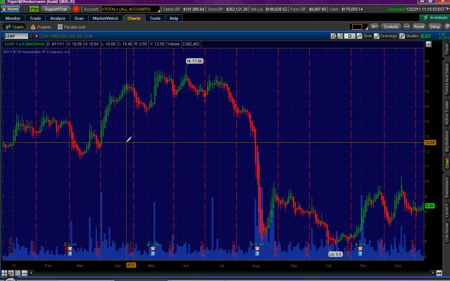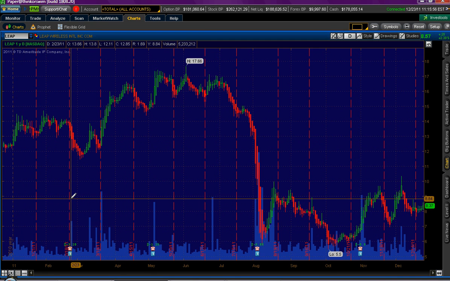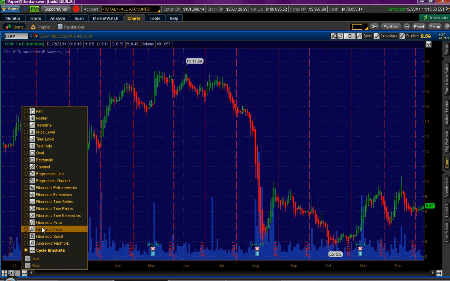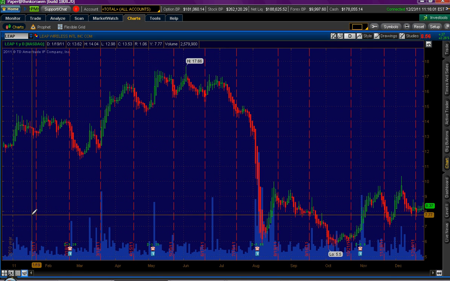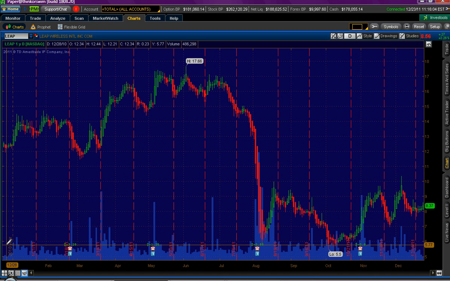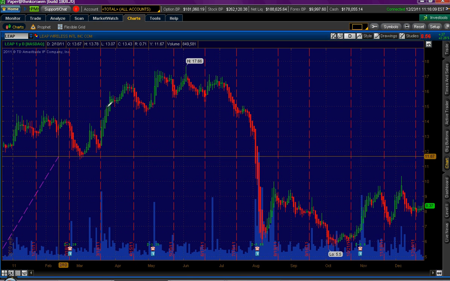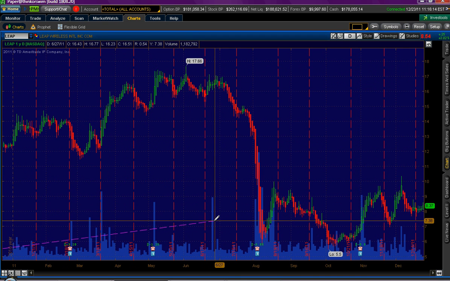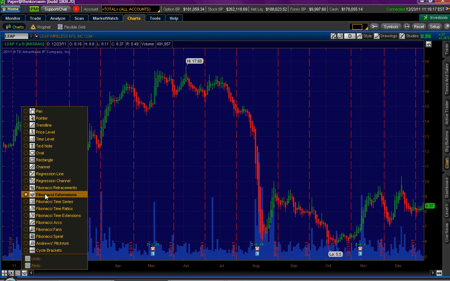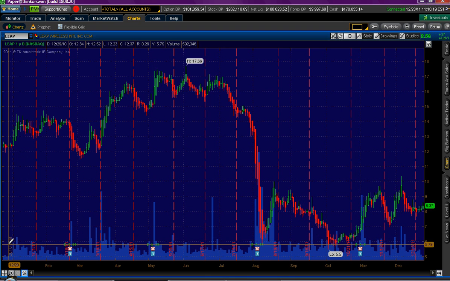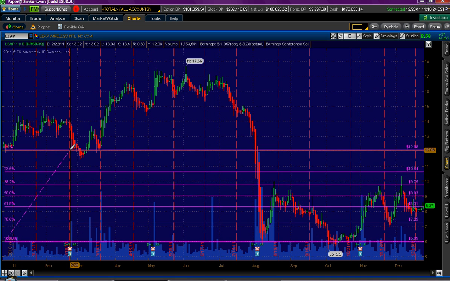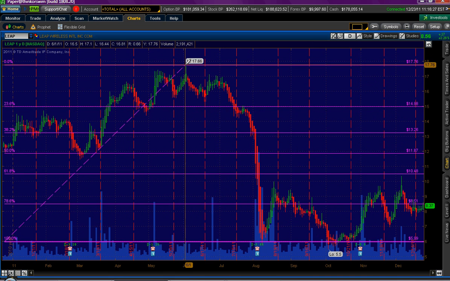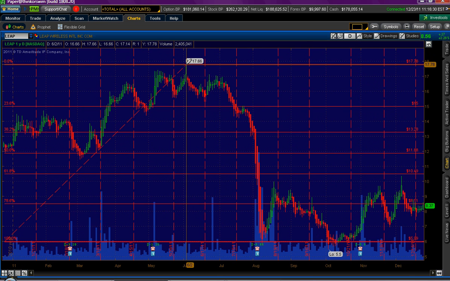Now, first, let's draw our Fibonacci retracements. To draw them, you take the lowest low of your whole graph and draw it to the highest top of your graph. Sorry for that, Fibonacci retracements: you take the lowest low and draw it to your highest top. Now, this gives you the Fibonacci retracements.